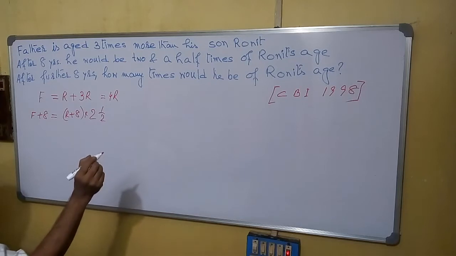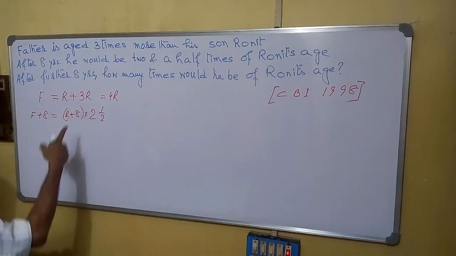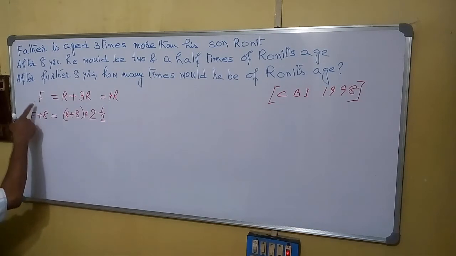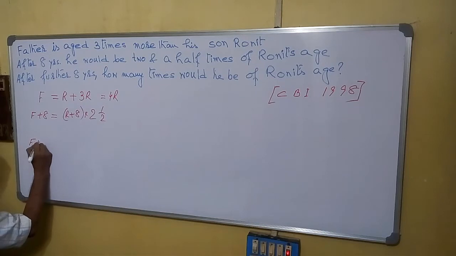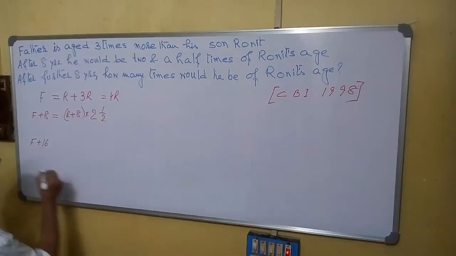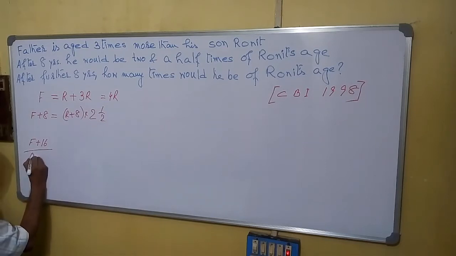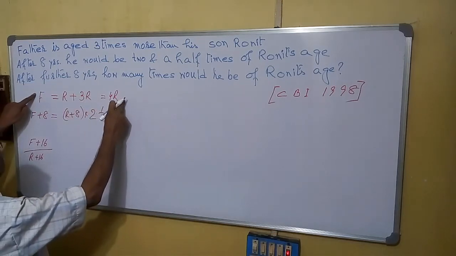These are the things given. Now what we have to find is after a further 8 years. That means from the beginning 16 years. Father's age will be F plus 16, and Ronnie's age will be R plus 16. So from these two we have to find father's and Ronnie's age.